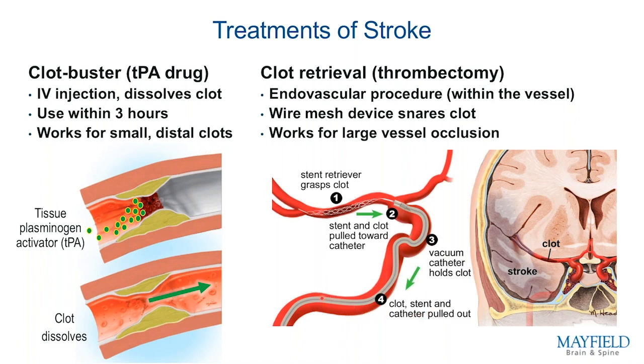So what they do is they feed a catheter up into the artery containing the clot, and then a wire mesh stent is fed through the catheter, and it's expanded within the clot in order to kind of snare it. And then the stent pulls the clot back into the catheter, and this is with the aid of the catheter suctioning to prevent the clot from dislodging and flowing downstream. And once it's inside the catheter, then the clot and the stent and the catheter are all removed from the body.